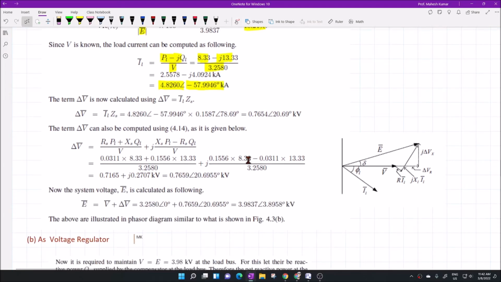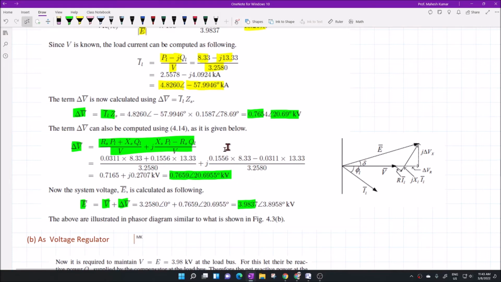Then we can find out delta V, which can be simply found by multiplying ZS and IL. This gives the value of 0.765 angle of 20.69. We can also find this value from this expression that we have developed. The value will be same. And once we know delta V, then we can compute E. E is nothing but V plus delta V. And the value of E must be what? 3.98, because the magnitude of voltage at the source was fixed.